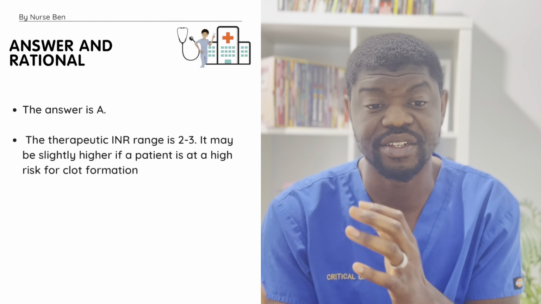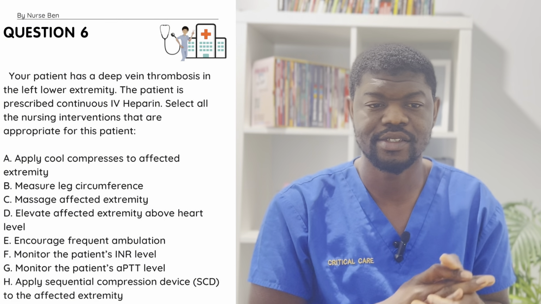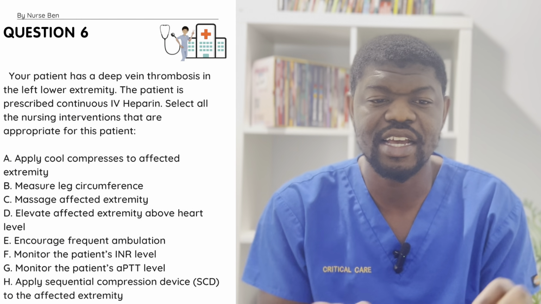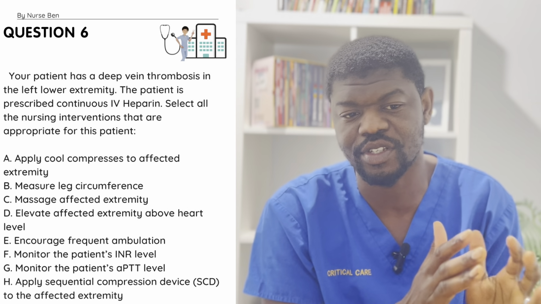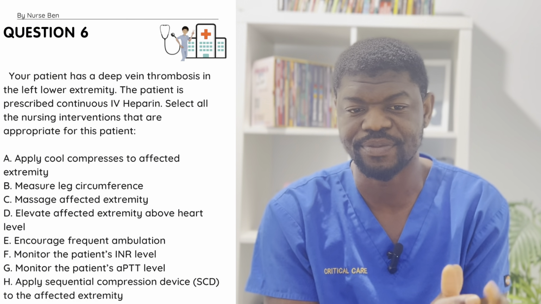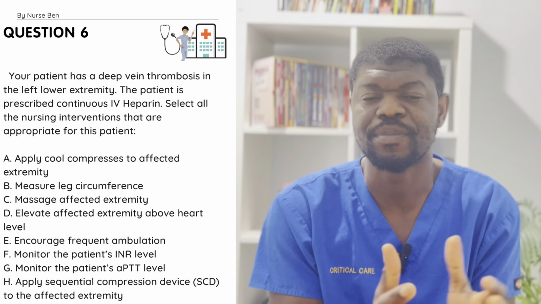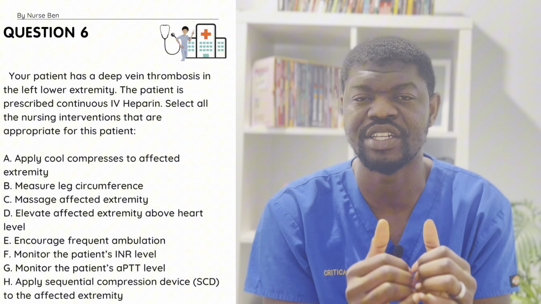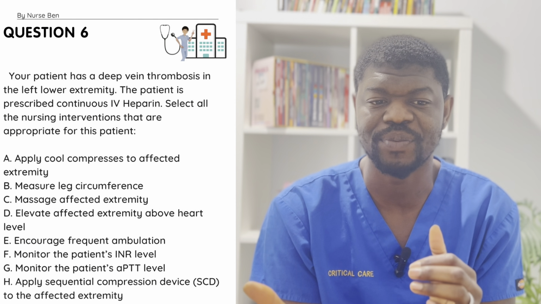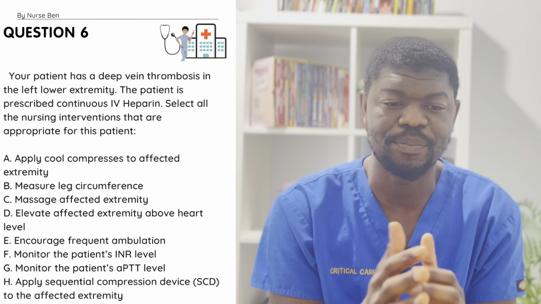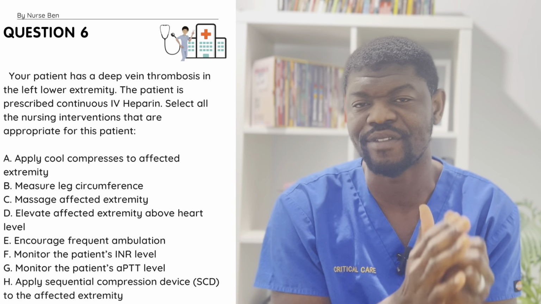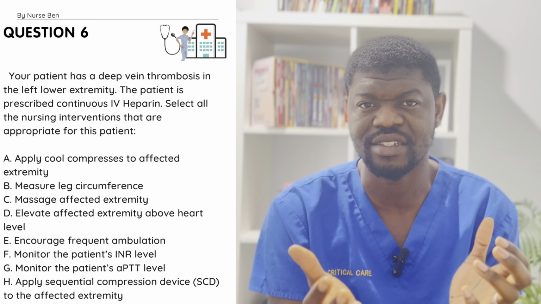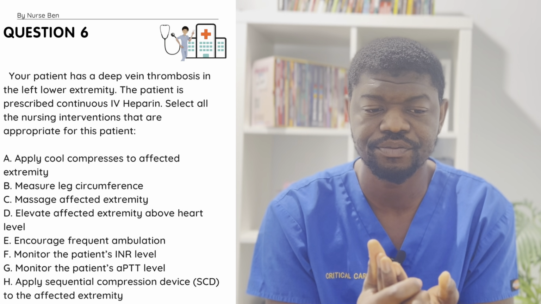So question 6 says that your patient has a deep vein thrombosis in the left lower extremity. The patient is prescribed continuous IV heparin. Select all the nursing interventions that are appropriate for this patient. So here we have a series of nursing interventions and we need to decide which one is appropriate for the patient. And the very first one is to apply cool compress to the affected extremity. Do you think this is something we should be doing?